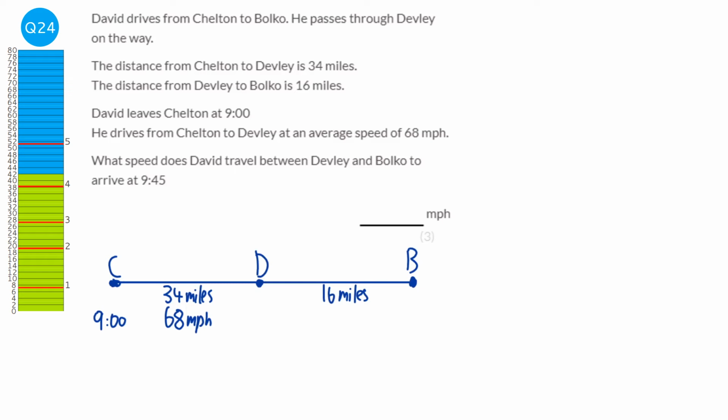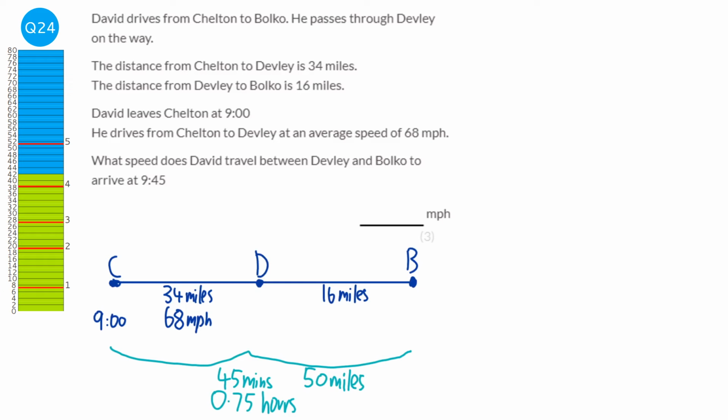So the whole duration of this needs to be 45 minutes, or 0.75 hours. And the entire distance is 34 plus 16, so that would be 50 miles. Okay, now having a look at this, we need to find out what time David was at Devley.